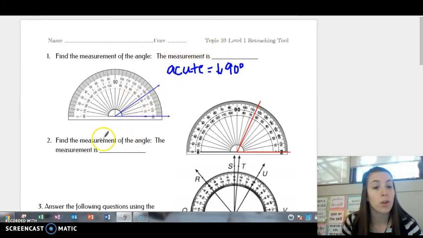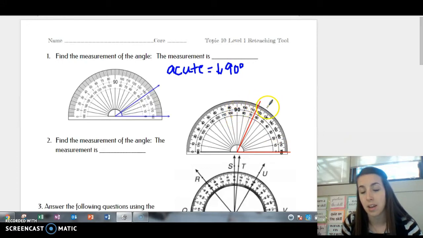The same thing is going to occur with your second angle. This is the angle that's in red. If you look here, this angle is also acute, and you can tell because here's the 90 mark, so it is less than 90. I want you to tell me the measurement. If it starts at 0, what does it go up to?